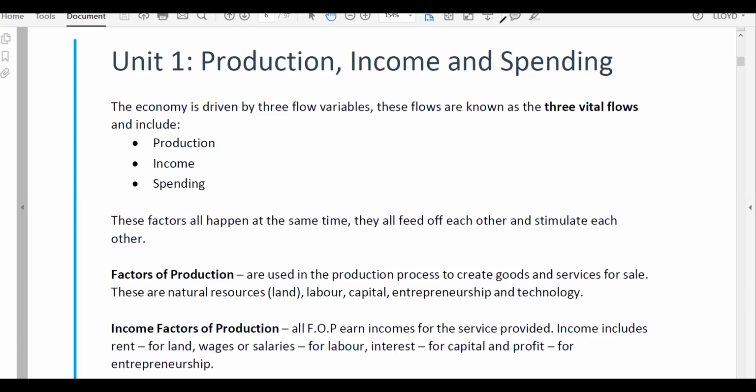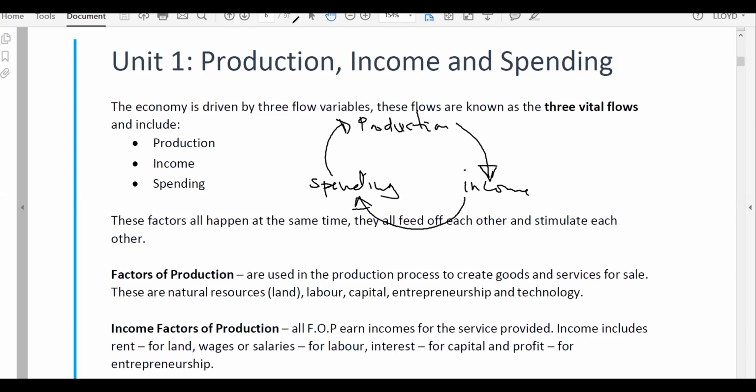If you think about it in terms of a circular flow diagram, we can have production, then income, and then spending. Production leads to income, then income is spent on production. You can make a sensible statement which connects all these three: production leads to income, then the income is spent on production. As you can see, it's circular. From one, it goes to another, and from another, it goes to the next. That is the interdependence which exists between these three major flows in each and every economy.